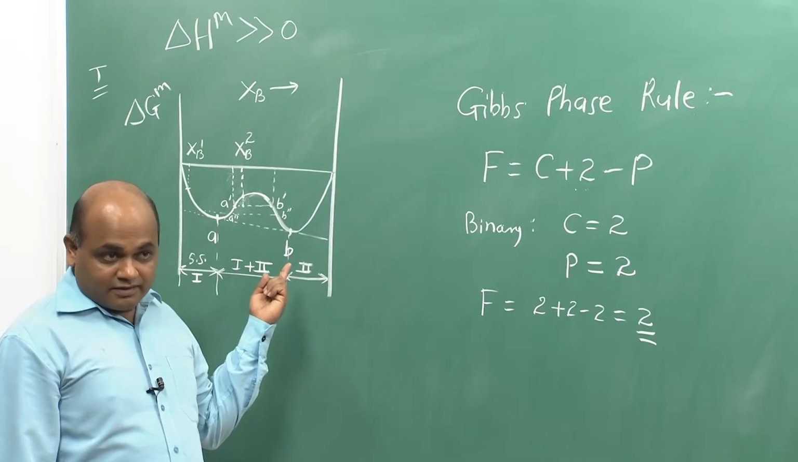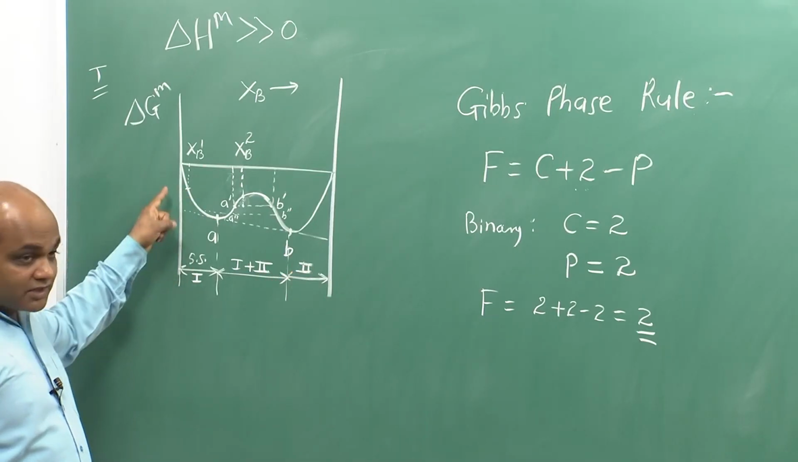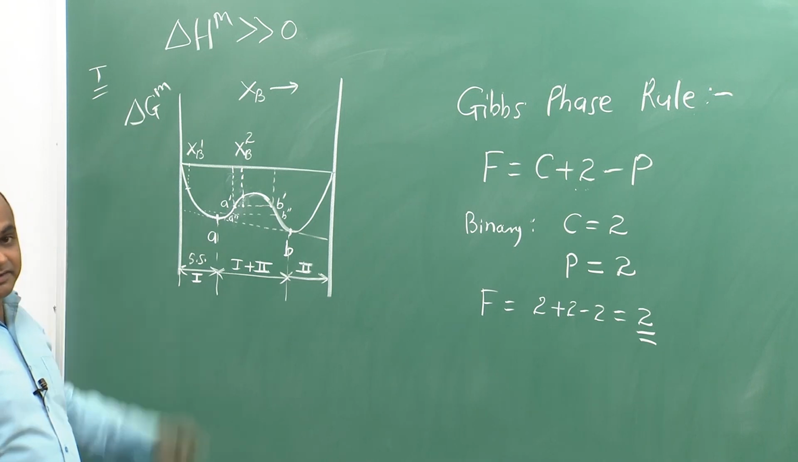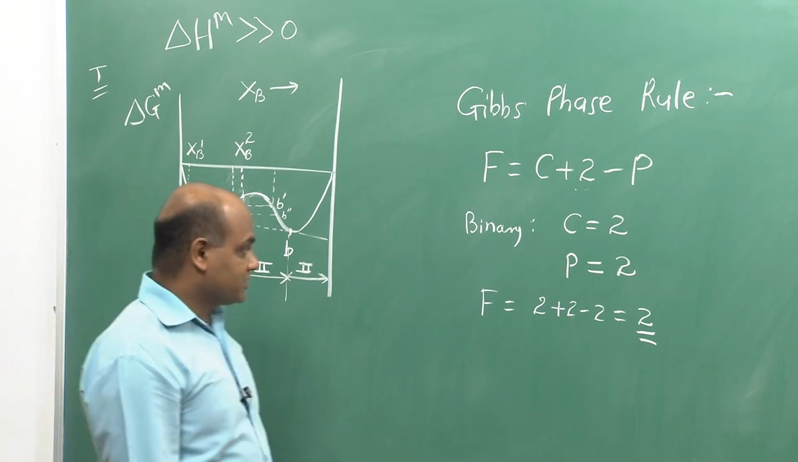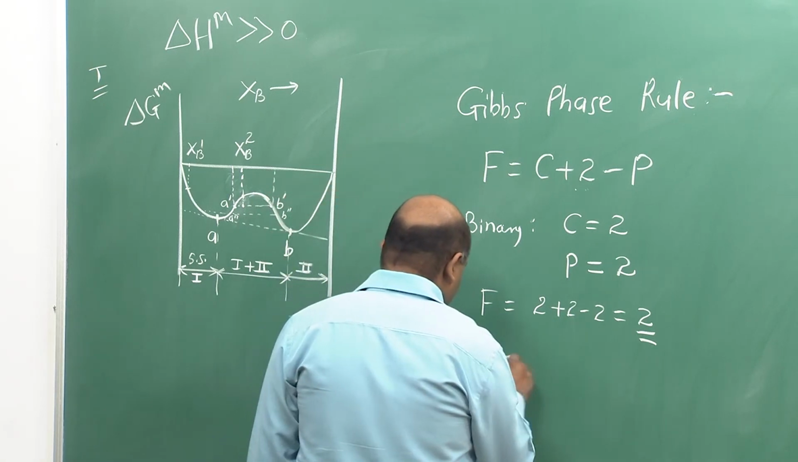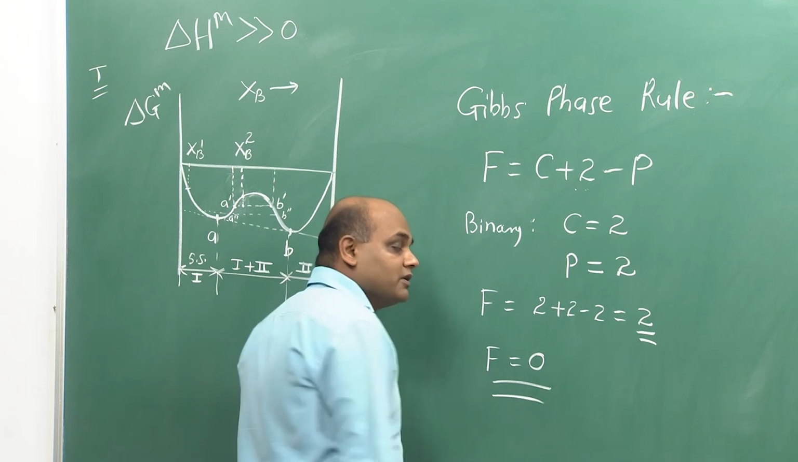Why? Because we are drawing this curve, remember, at constant temperature and constant pressure. So, both T and P are constant. So, these 2 degrees of freedom are already utilized. So, in effect F is equal to 0.